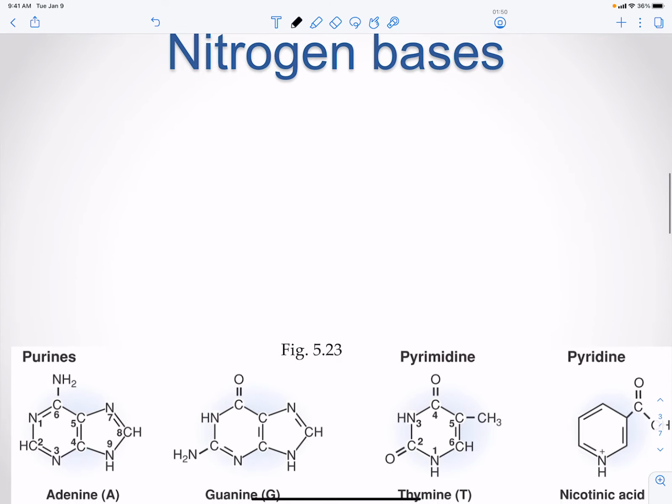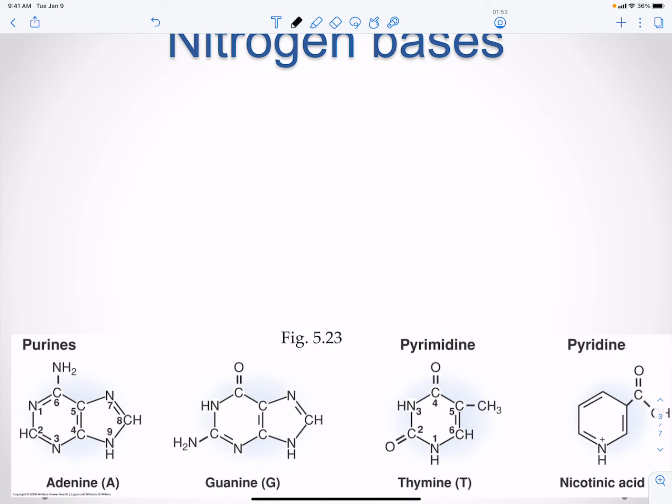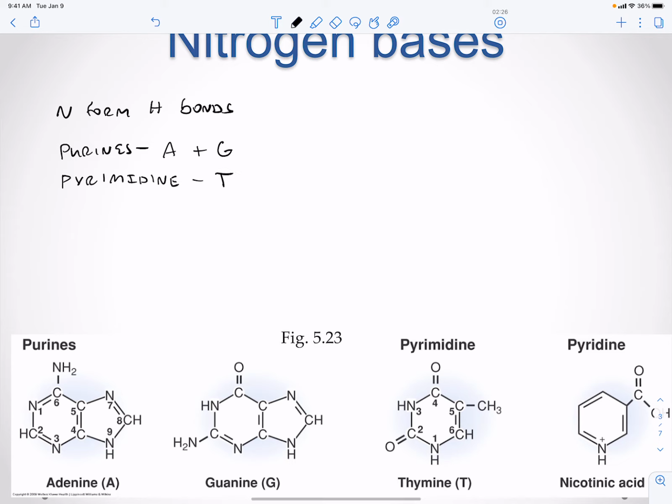Now, one thing we have are nitrogen bases. Nitrogen can form hydrogen bonds. Remember, hydrogen bonds are dipole-dipole, and they have to either be with oxygen or nitrogen. We have purines, and these are going to be our adenine and guanine. And then we have our pyrimidines, and these are going to be our thymine, cytosine, and uracil.